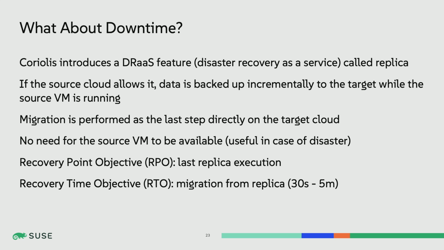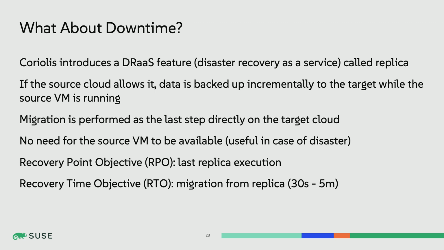To the point that we also have disaster recovery as a service features included in Coriolis. So Coriolis doesn't do only migrations as a service, it also does disaster recovery as a service. It's what we call internally replicas. Migration is performed as the last step directly on the target cloud. There is no need for the source VM to be available. Very useful in case of disaster. Otherwise, disaster recovery wouldn't be particularly useful.